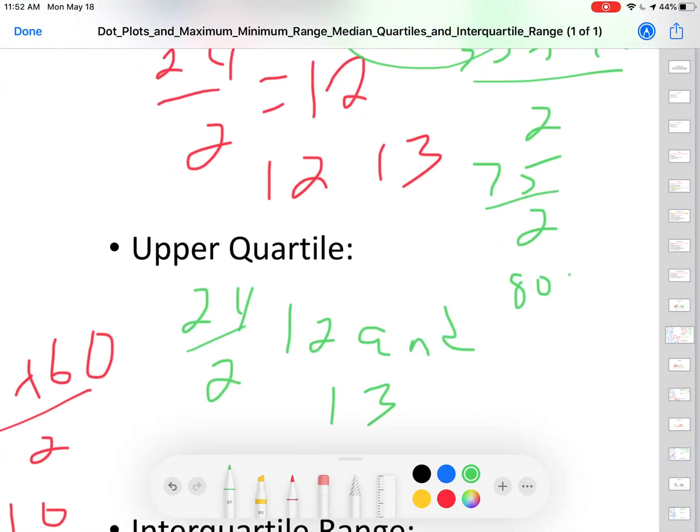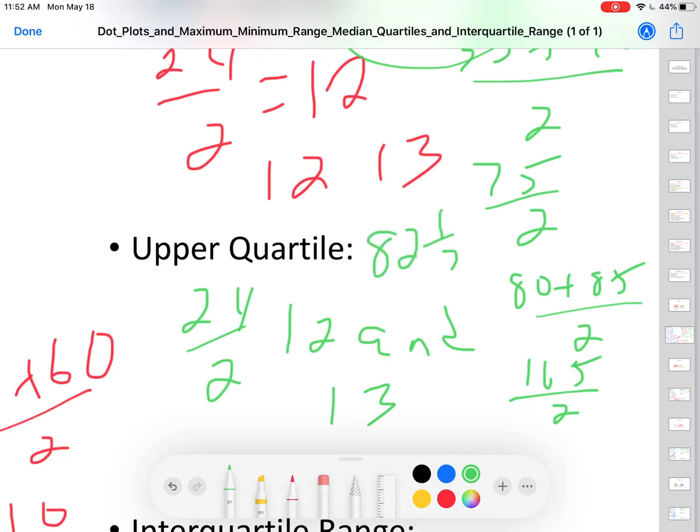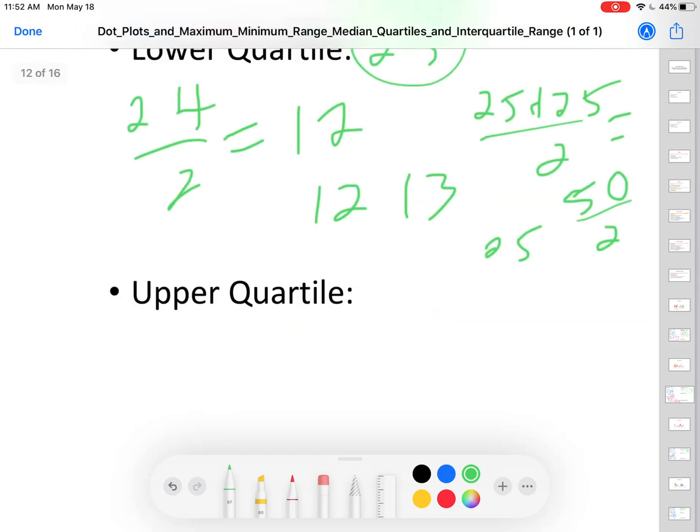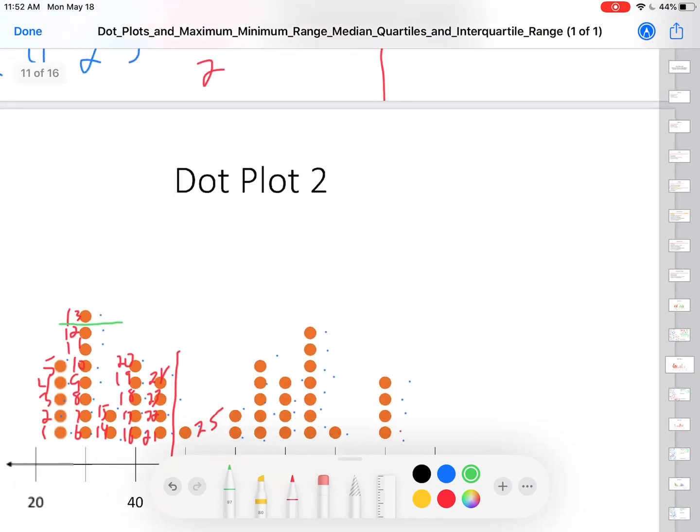So I'll do 80 plus 85, which is 165, divided by 2 is 82 and 1/2, and that is the upper quartile. There's the first one. Dot plot number 2.